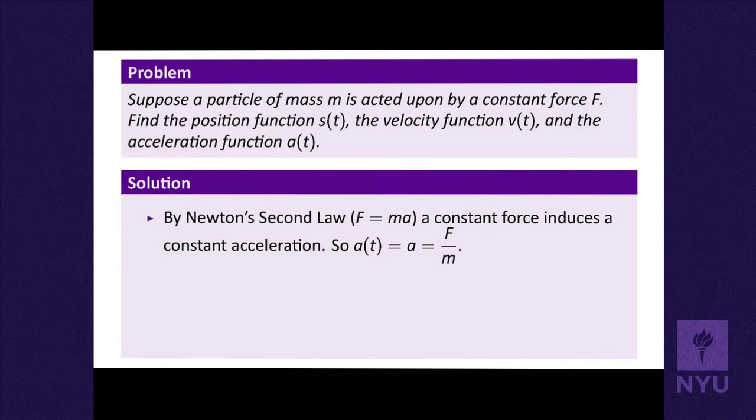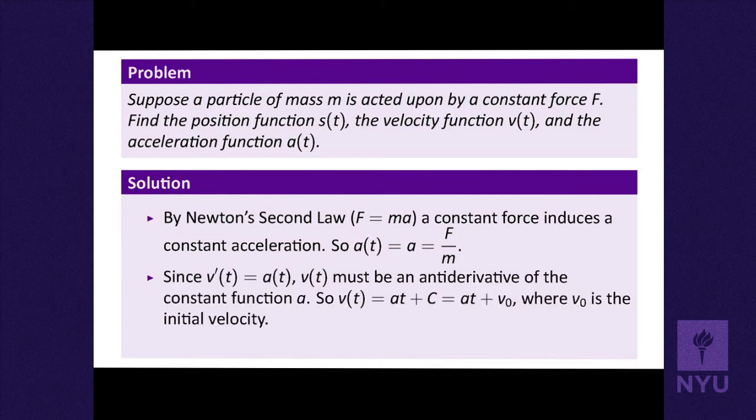That means the acceleration, yes, you can think about the acceleration as a function of time, but it's really a constant. It's just the force divided by the mass. Given that the acceleration is constant, and that the derivative of velocity is acceleration, I should be able to find an antiderivative of this constant to get back to the velocity, right? So let me do that. The derivative of velocity is acceleration. Therefore, velocity is an antiderivative of acceleration, and that acceleration is a constant.